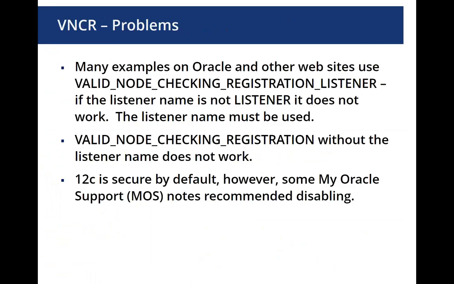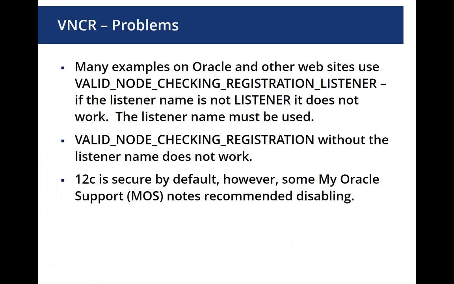And then finally, in 12C, this is secure by default. So the out-of-the-box setting for valid node checking registration is on. However, even if you go through some Metalink notes, if you Google and start looking at clusterware and RAC implementations, you actually have people who are suggesting to turn this off because they're having problems. As soon as you get a problem, what does the DBA do? Okay, I'll just turn that off. Okay, it worked. I can move on to something else. And they don't realize that they've opened a nice security flaw and major hole in their Oracle database.